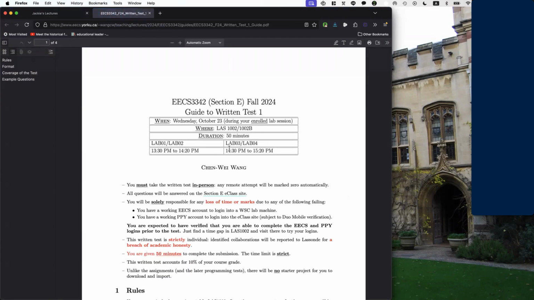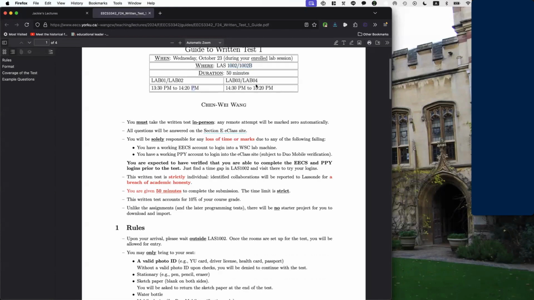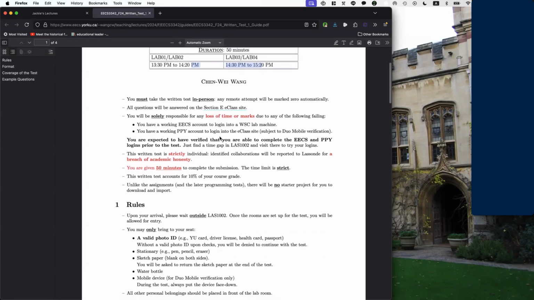The time constraint will be the same as your programming test. You'll be given 15 minutes. The only difference is now you are not allowed to use any Rodin during the test. So you will be using eClass, multiple choice, or maybe some textual answer you have to type on the keyboard. So that'll be the format. But if you try the practice test, you will get an idea. So you must go to your enrolled session for your test, and you must be in person in the lab. Okay, so the time is just as before, so there'll be no surprise.